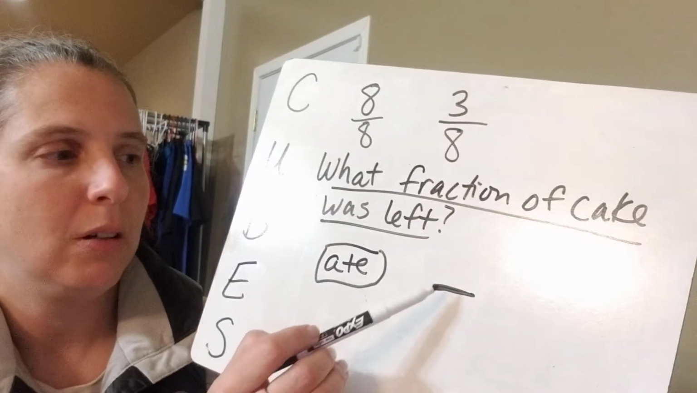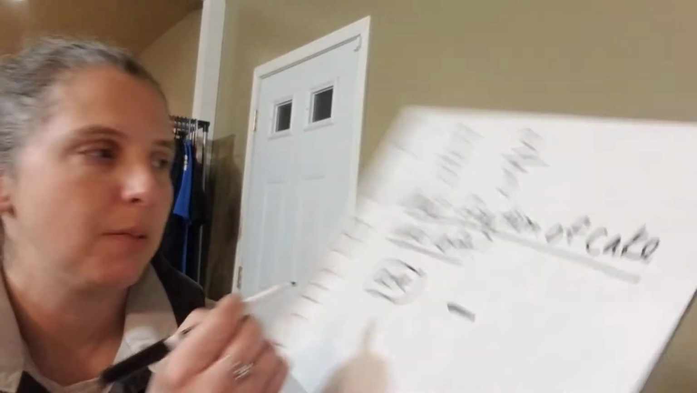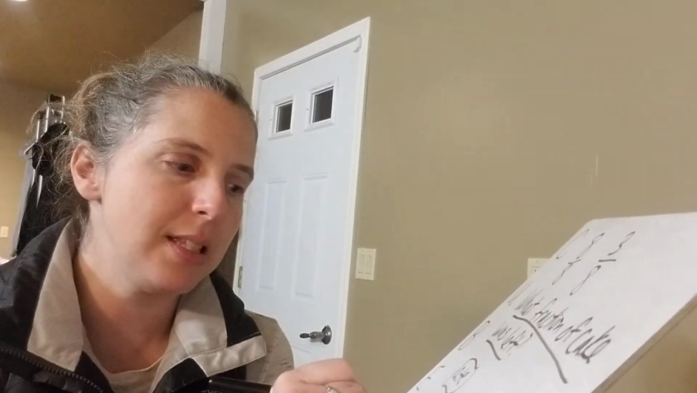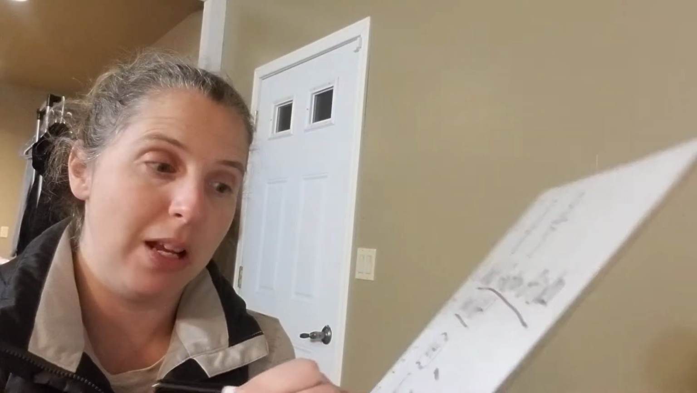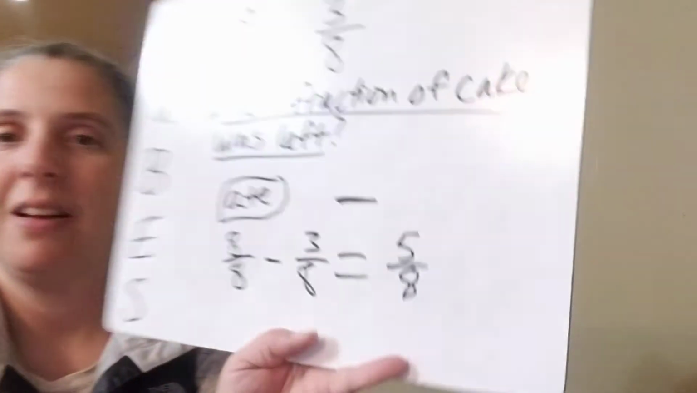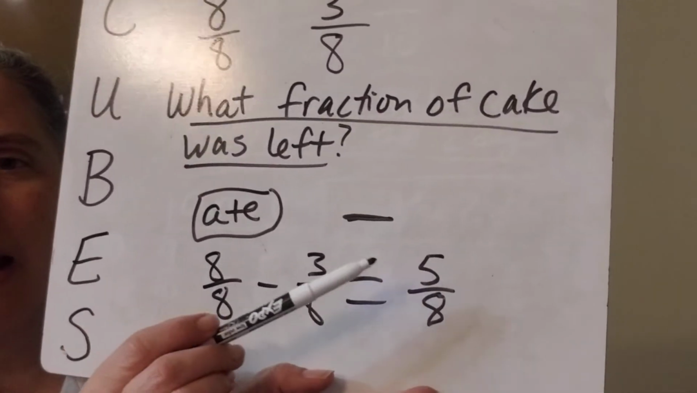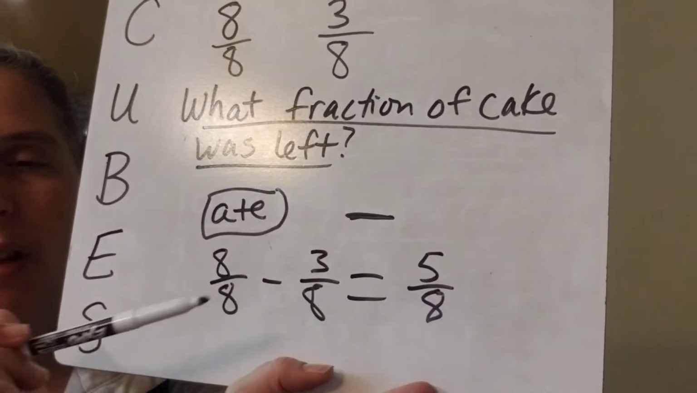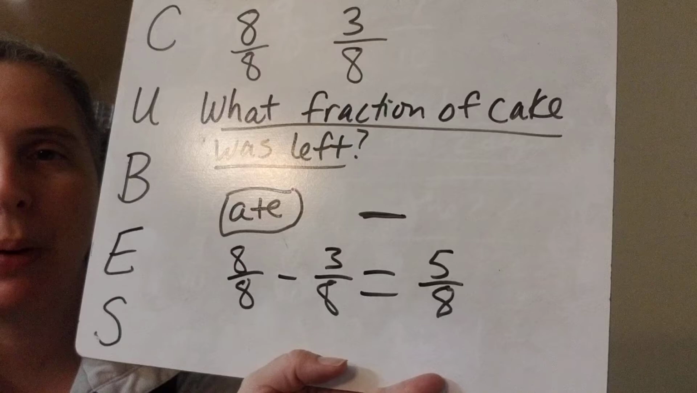Now what do I have to do? I have my numbers. I know I have to subtract. 8/8 minus 3/8 equals 5/8. All right? And because my numerator is smaller than my denominator, it's not improper.